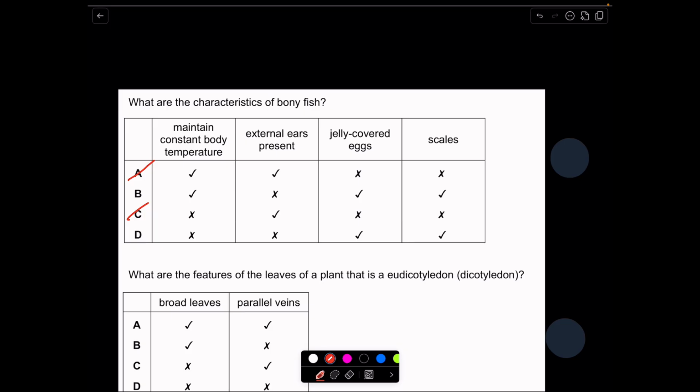maintain a constant body temperature. They are dependent on the temperature of the water you put them in, okay, or the water that they exist in. That's why if you put fish in very hot water, they might die, okay, or in very cold water, they might die. And they do have jelly covered eggs, okay, so the option that's correct here is D. Okay, so it's option D.